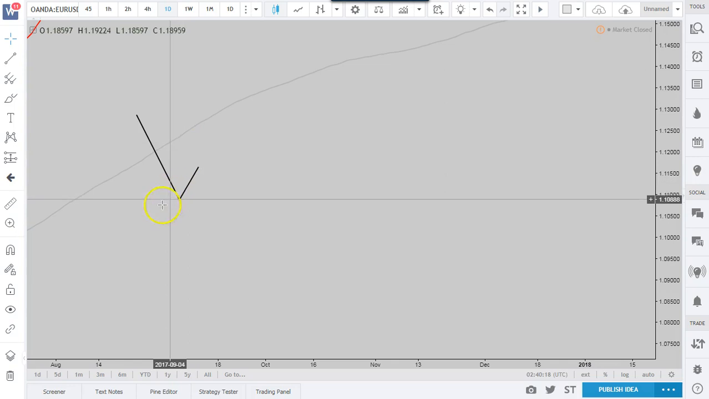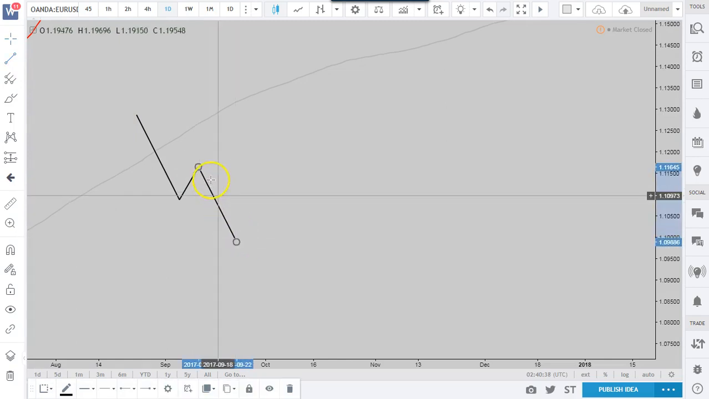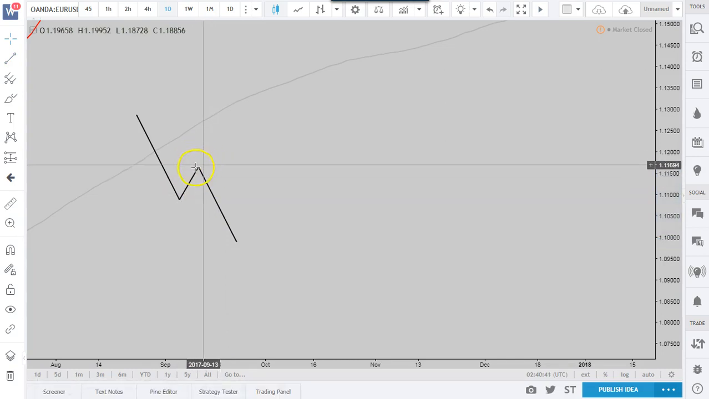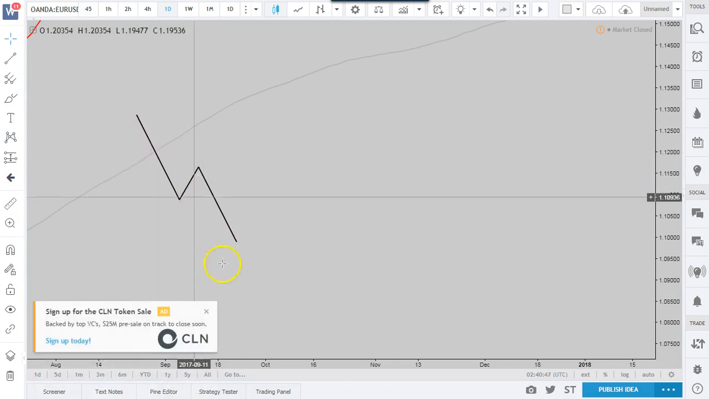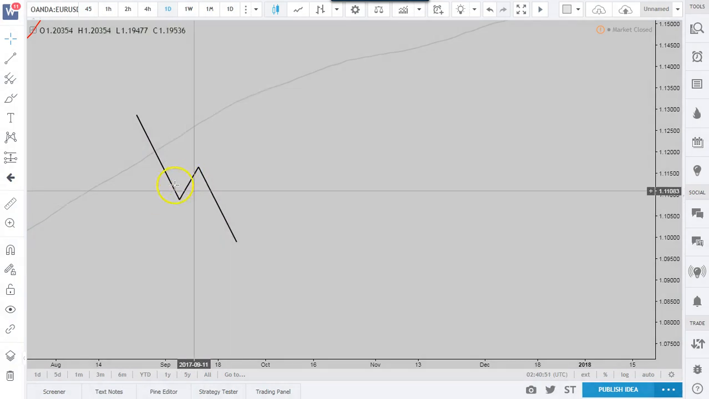So this pullback is maybe the retail traders trying to counter the trend, so they pull the market back to the upside a little bit, and then we experience what we call a correction to the downside. This is where the market makers, big banks, and hedge funds get into the market again. Some people took their profit from this level right here, and some from this level right here.